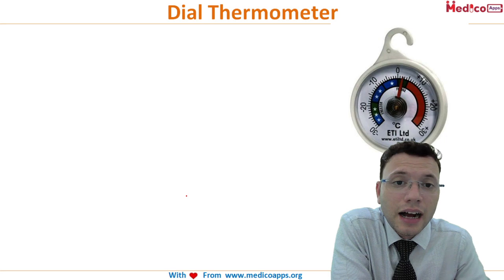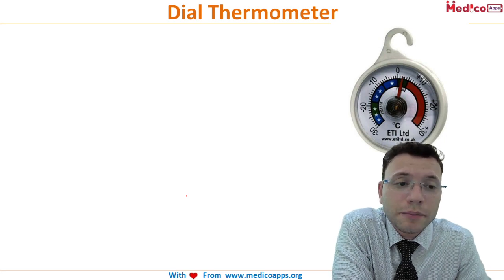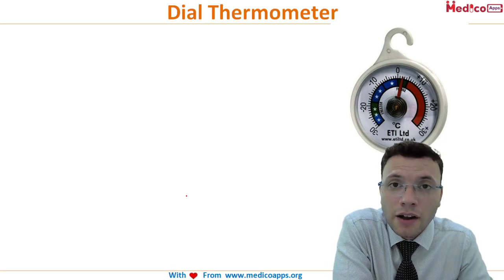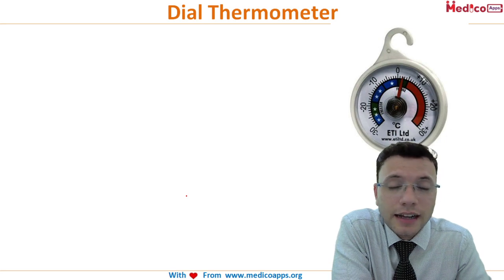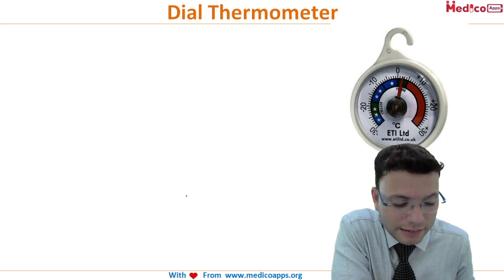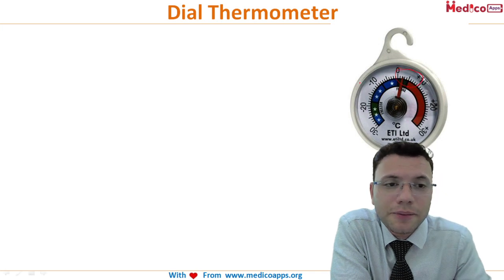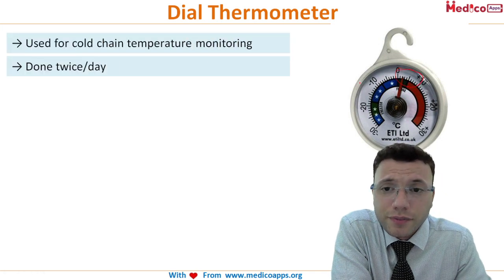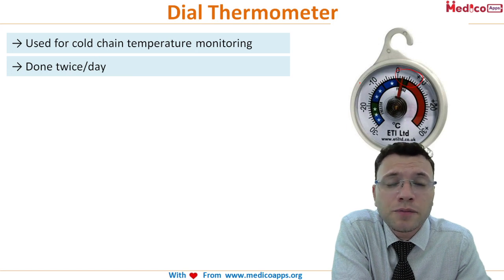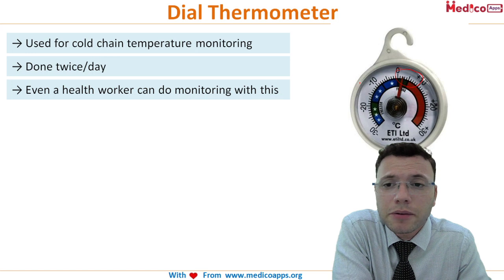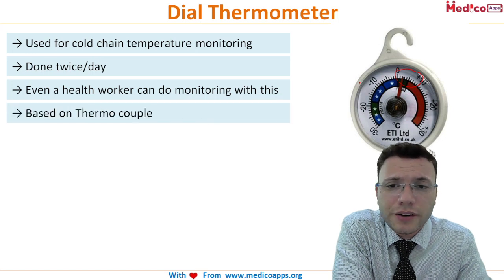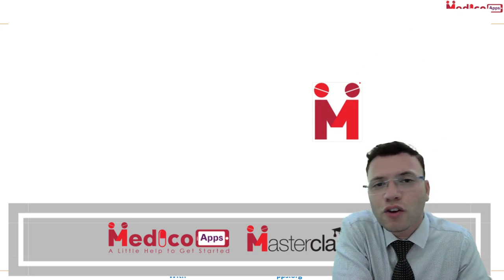It's a marker of cold chain maintenance of the vaccines. Let's talk about the dial thermometer, which is used to maintain the temperature in the ILR, ice lined refrigerators. You can see here the temperature to be maintained is between 2 to 8 degrees centigrade. It's used for monitoring. The worker at the health centers has to check twice a day minimum and it is easy to monitor. Then thermocouple is the method.